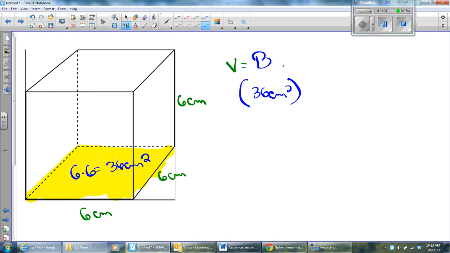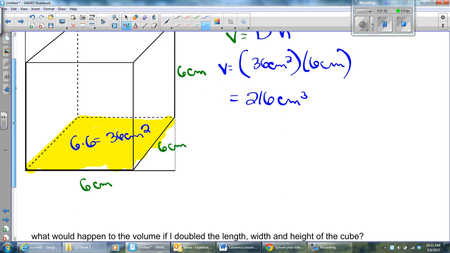Now all he needs to know is how tall the cube is, which in this case is 6 centimeters. And then he can just multiply them, which I believe is going to come out to be 216. But let me just verify that. 6 to the third power, yeah. So it'll be 216 centimeters cubed, okay?